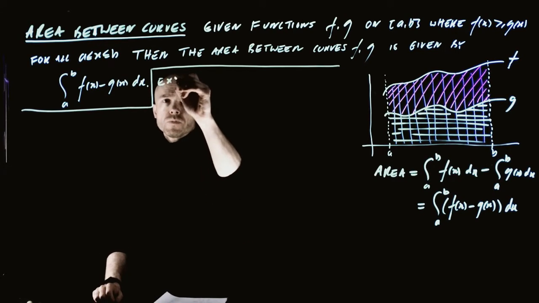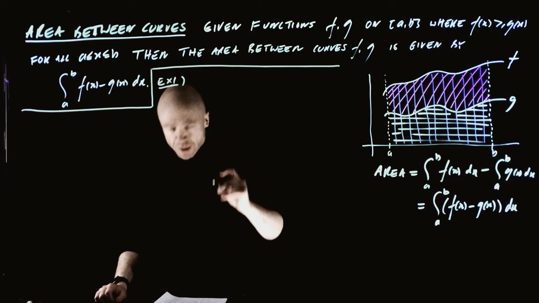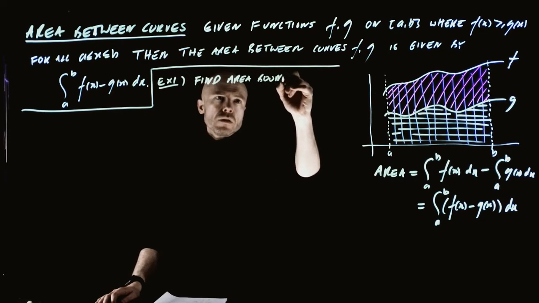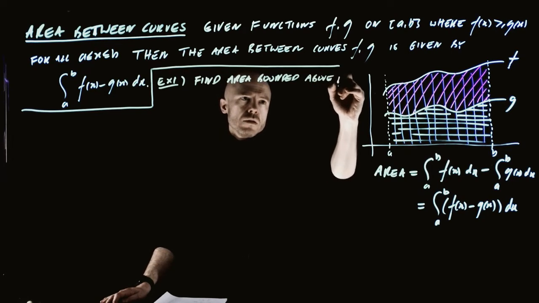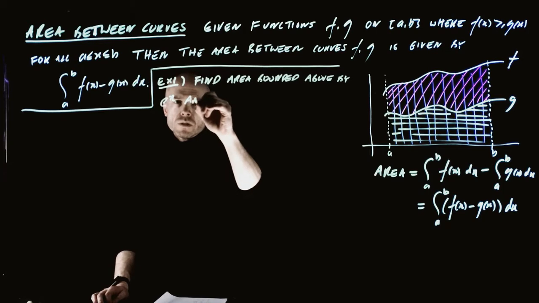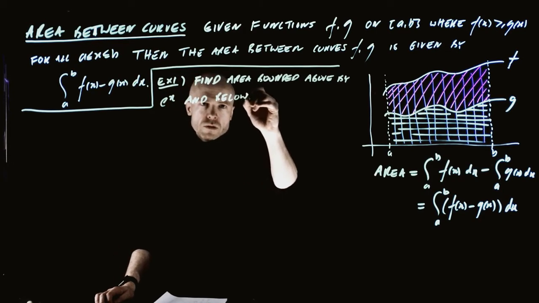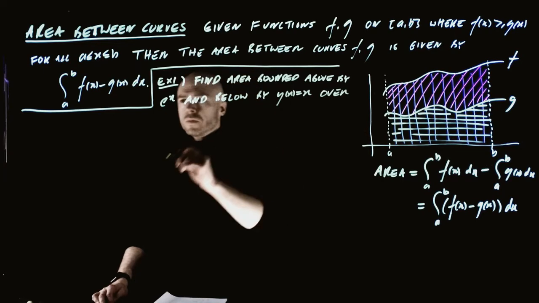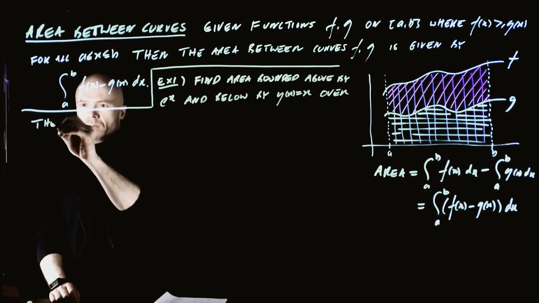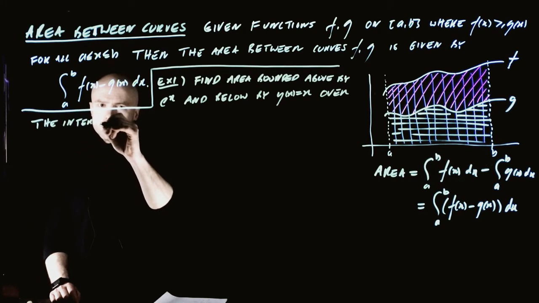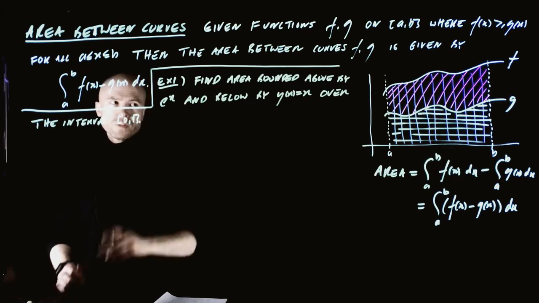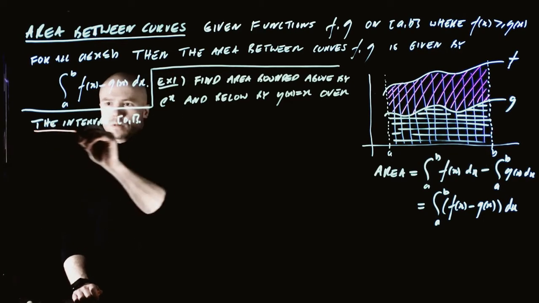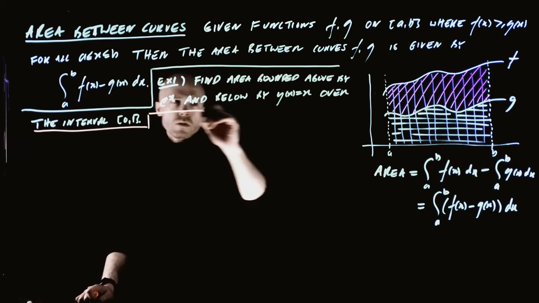So here's our first example. Find the area bounded above by y equals e to the x and below by y equals x over the interval 0 to 1.